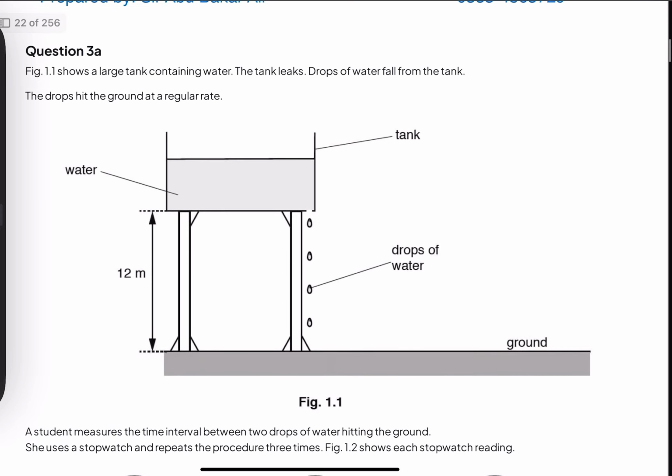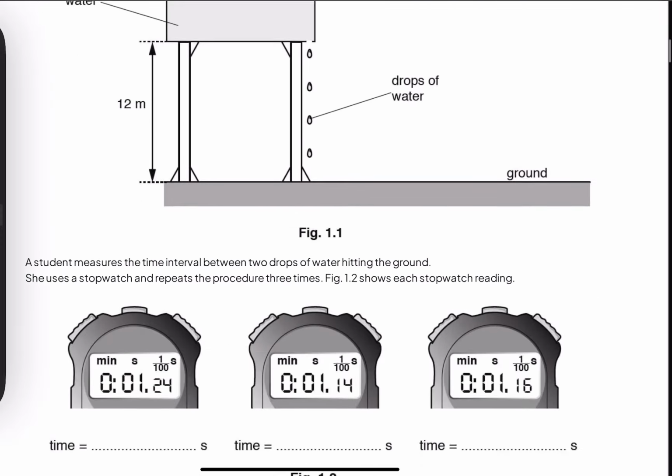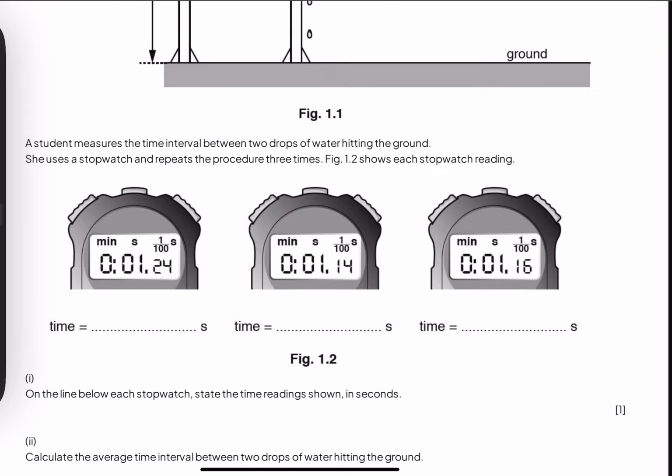In the next question, 3a, it shows a large tank containing water. The tank leaks, and drops of water fall from the tank. The drops hit the ground at a regular rate. There are different readings on the stopwatch given. We have to write down the time in seconds. First there is 0 minutes, 0.1 seconds, so it is 1.24 seconds. This is also 1.14 second, and this is also 1.16 second. 0 minutes in this, and the first one as well. So we don't need to convert the minutes into seconds.